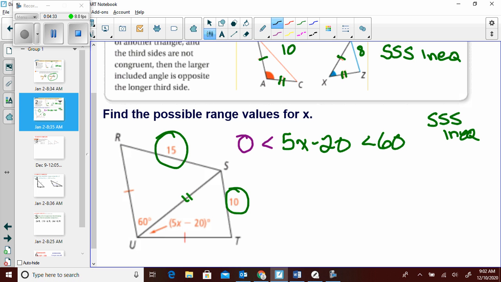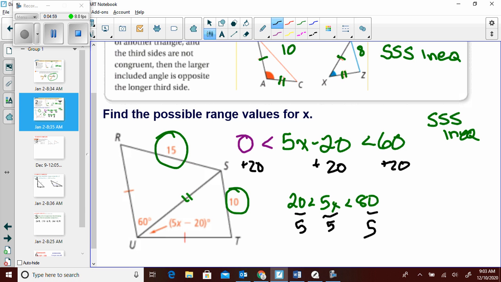So we're going to take you back to some algebra and solving a compound inequality. I'm going to add 20 to all three parts. You could separate this into two problems, but that's unnecessary, right? I'm just going to add 20 to all three parts. 20 is less than 5x is less than 80. Then I'm going to divide everything by 5. So x is between 4 and 16. That is the possible range of values for x. It's between 4 and 16.